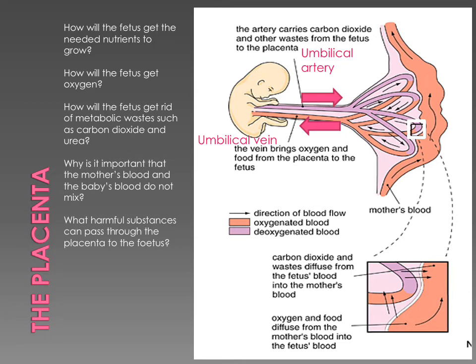What harmful substances pass from the placenta to the fetus? We only spoke about the good things, oxygen, glucose, fatty acids, glycerol, and so forth. But what harmful substances can pass from the placenta to the fetus? Some chemicals like nicotine, if she's a smoker, alcohol, if she drinks alcohol, if she is taking drugs like heroin, like cocaine, it also will pass to the baby.